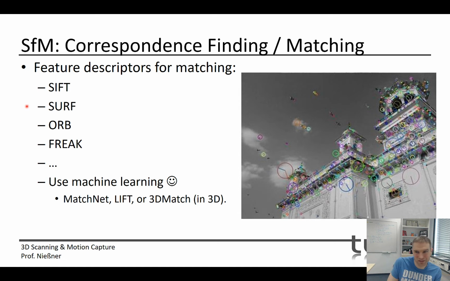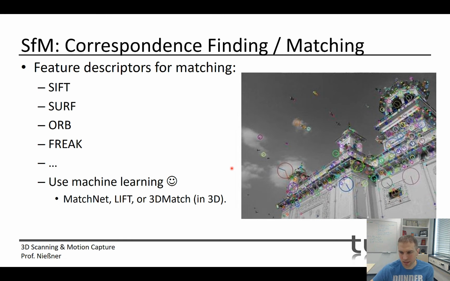SURF is an alternative to SIFT, and I mention it as an alternative because there was a time when SIFT was patented, nobody could use it, and people were using SURF instead. ORB and FREAK are much lighter weight descriptors, so if you want something faster to compute, then ORB and FREAK are going to be a bit easier to do. And nowadays, and by nowadays, in the last 5-6 years, people started using machine learning in order to learn these descriptors rather than handcraft them.